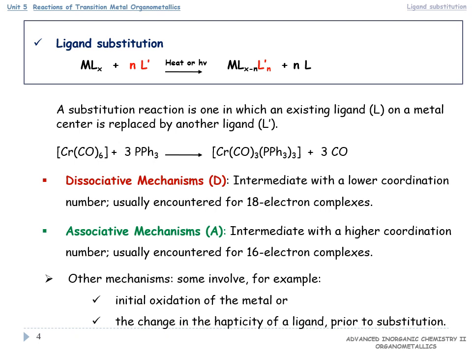Let's also point out these other really interesting mechanisms, in which there is a change in the hapticity of a ligand prior to substitution. Remember, for example, that the allyl group can change its hapticity from 3 to 1 or vice versa, and also the indenyl group, as we will see later, or also the nitrosyl ligand.